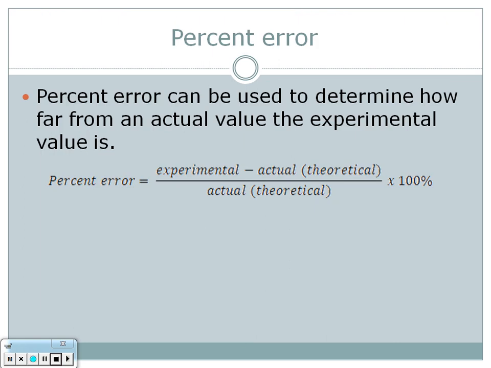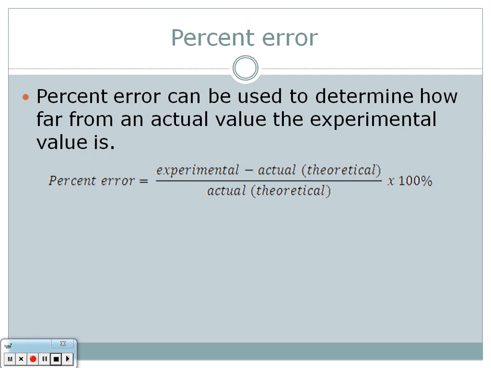So let's look at percent error. Percent error gives us a better idea of how accurate we are, and I'm going to show you some examples of why that is. Percent error can be used to determine how far from an actual value the experimental value is. Or another way of saying that is, percent error helps to tell you how accurate your measurements were. It's not telling you how precise. Precise is looking at the range between the measurements. This is telling you how accurate.